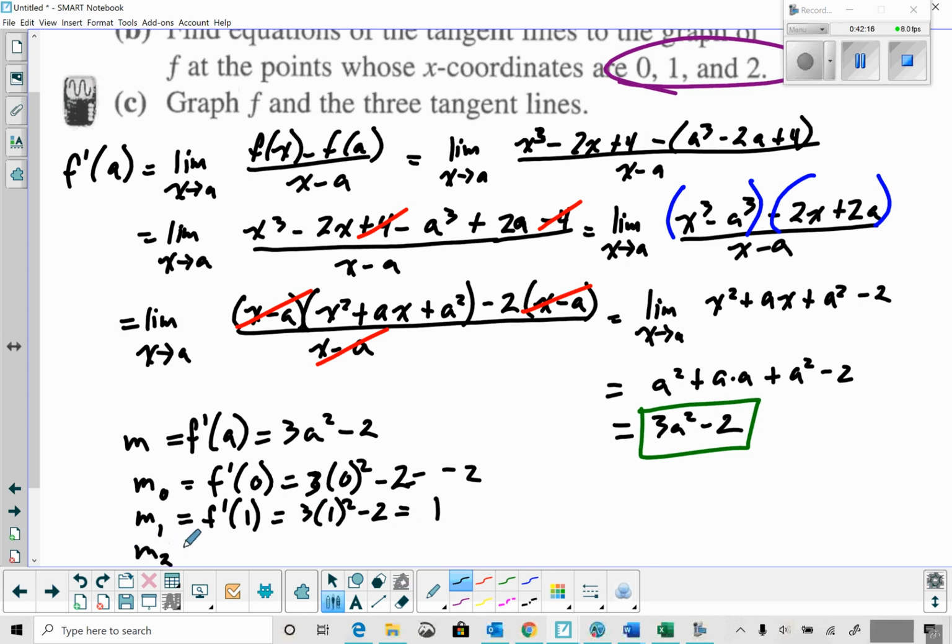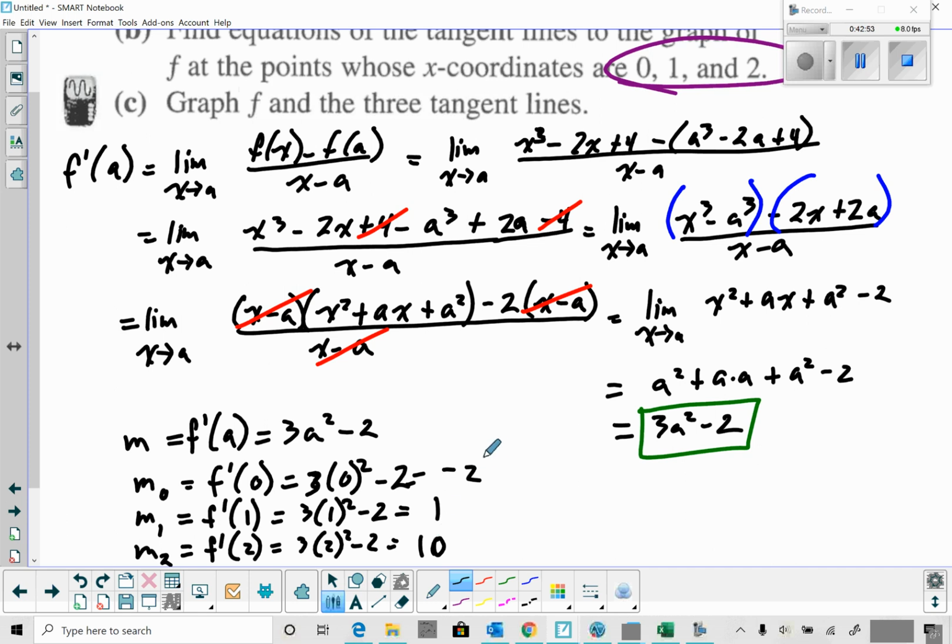And the slope of the tangent line at 2. So this will be f prime of 2. 3 times 2 squared minus 2. Well, again, 2 squared will be 4. 4 times 3 will give us 12. And then 12 minus 2 will give us 10. And again, those are the slopes of the tangent lines.